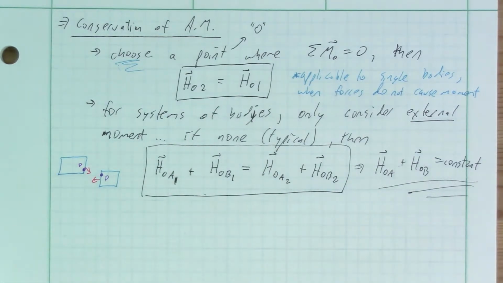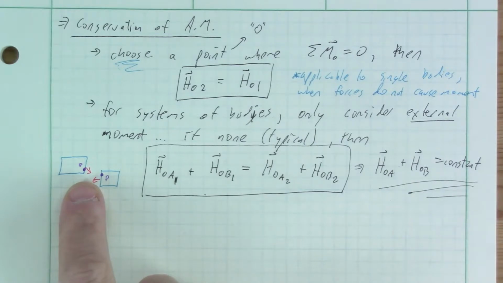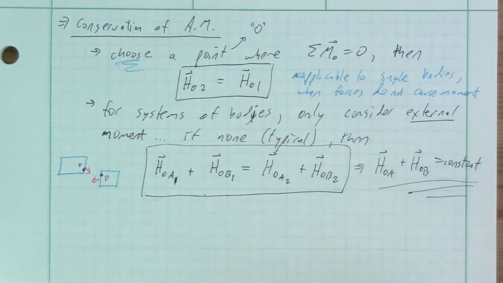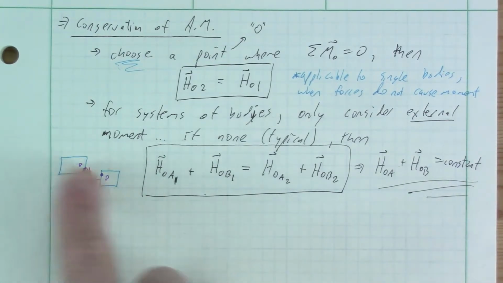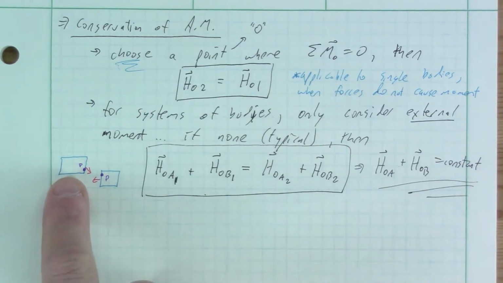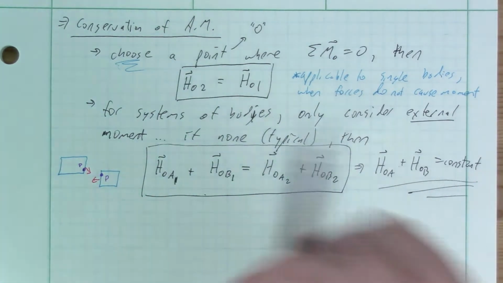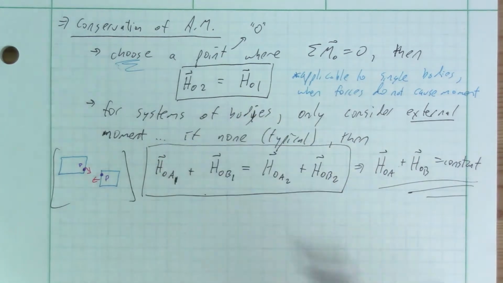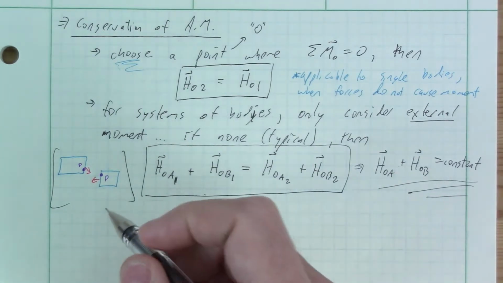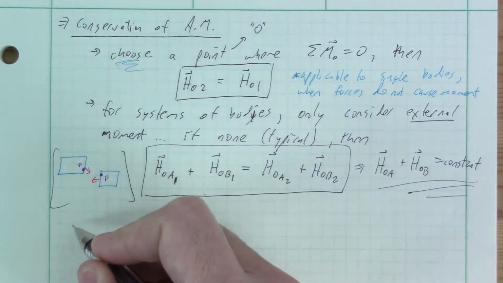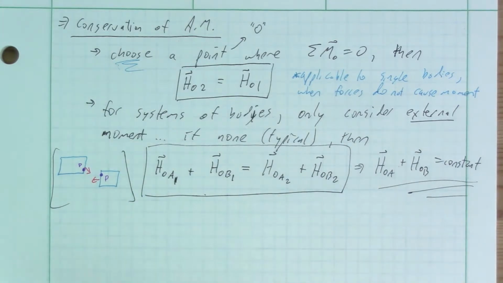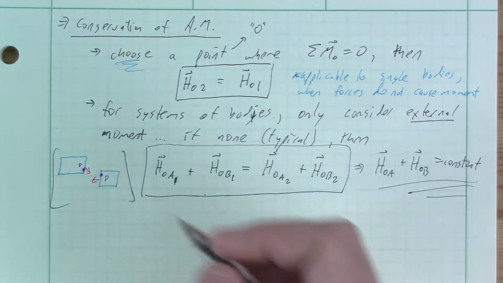In that contact where they hit each other, that force won't necessarily be producing a moment, and so we could actually do analysis not just for the whole system. We could do conservation of angular momentum for just each individual body. That's the type of example we'll have in the next couple videos, I think two more videos down the road.